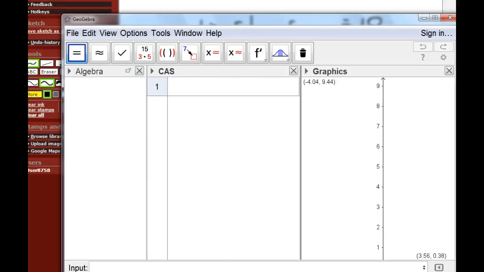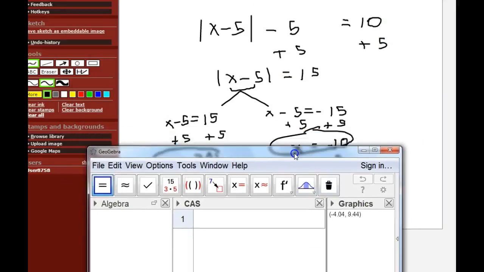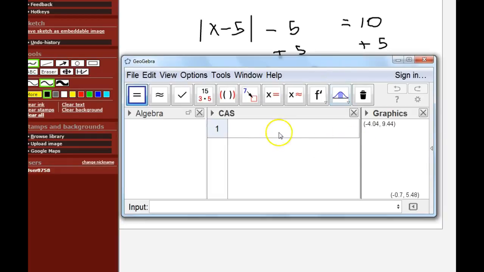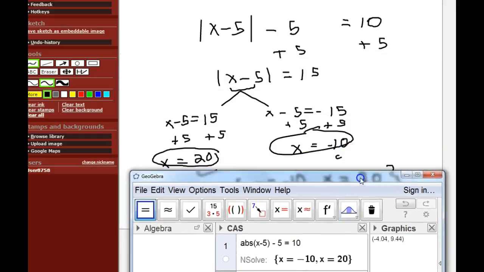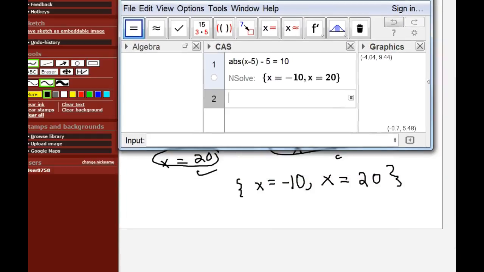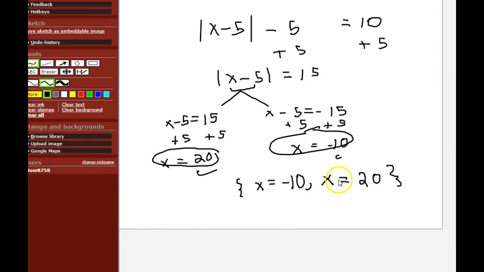I'm going to go here, and I'm going to go to my absolute value. There is an absolute value function built in. It's ABS, parentheses, x minus 5, close parentheses, minus 5 is equal to 10. And I'm just going to click on this one, solve numerically. And I've got my two solutions. x is equal to negative 10 and x is equal to 20. It worked. That's excellent. So we checked our answer and it's awesome.